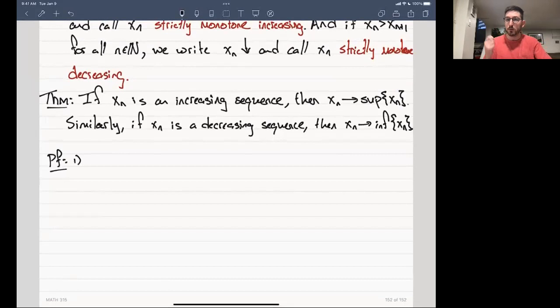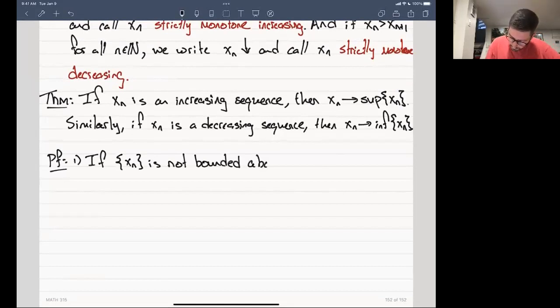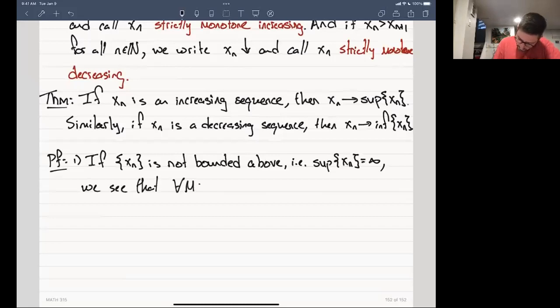We'll start with the supremum. The proof with the infimum is almost identical. I'm going to just do the supremum. So if your sequence is not bounded above, which is telling you that the supremum of this thing is equal to infinity, we see that for all M in the reals, there exists a capital N, a natural number, such that xN is greater than capital M.